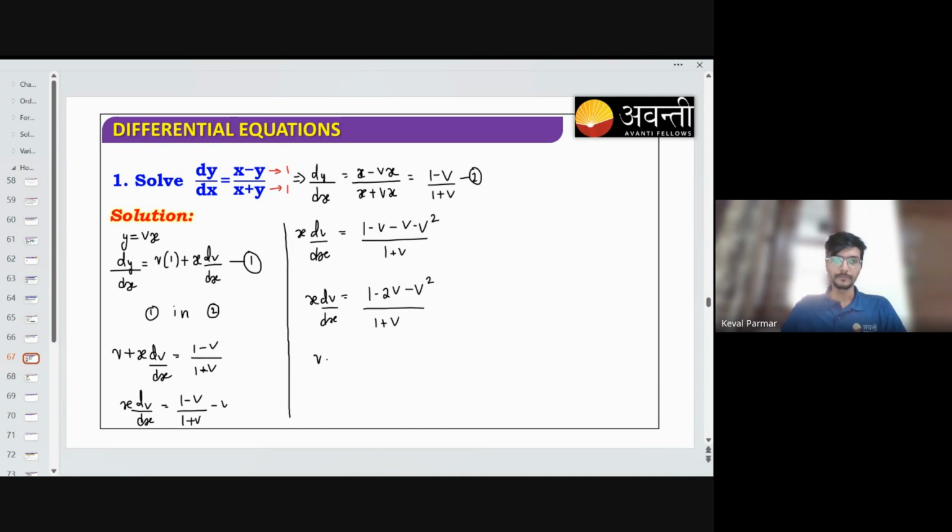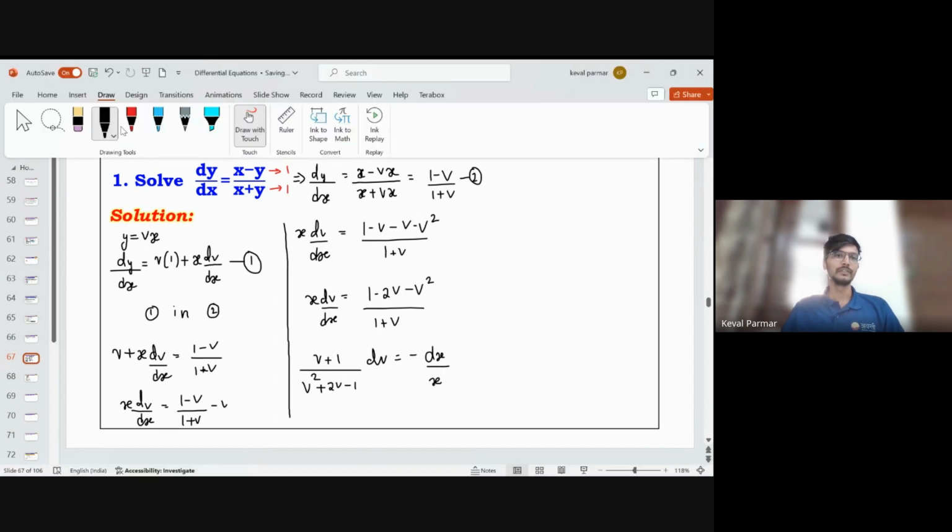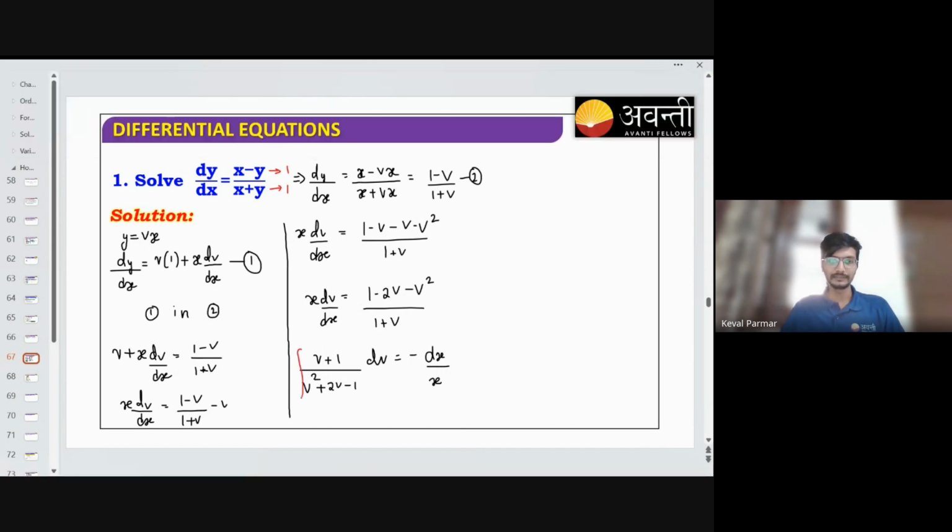We can easily separate. We just have to cross multiply. So I got v plus 1 upon, right now I hope I didn't make any mistakes, minus v square. Yeah, v plus 1 upon, if I take minus common, I'll get v square plus 2v minus 1 dv. I'll shift minus to the other side, minus dx upon x. Now what is left? To integrate both the sides. So if I integrate both the sides, the right hand side integration is very simple.